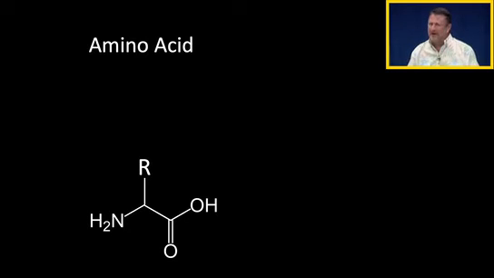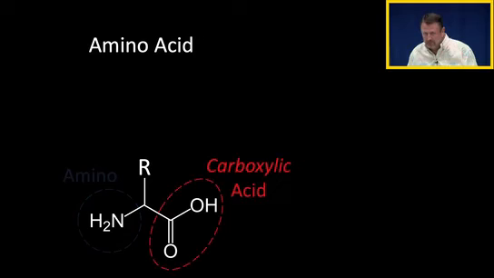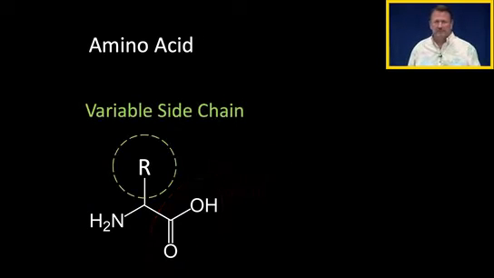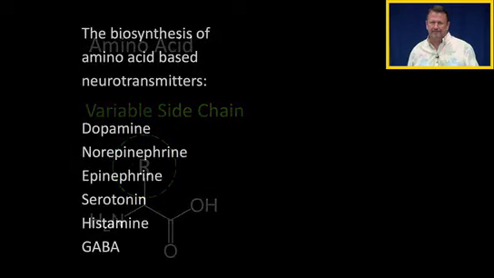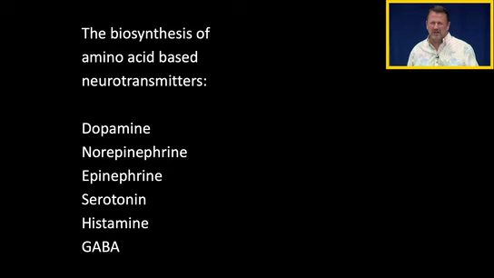You know what the word amino acid means. There's my amino group. There's my carboxylic acid moiety. And then the R is the variable group, the variable side chain. We know this, amino acid. Great. So when we talk about the biosynthesis of amino acid-based neurotransmitters, we're not talking about acetylcholine. Acetylcholine is very unique in that its precursor comes from the mitochondrial Krebs cycle. But all the other neurotransmitters we'll talk about come from amino acids.